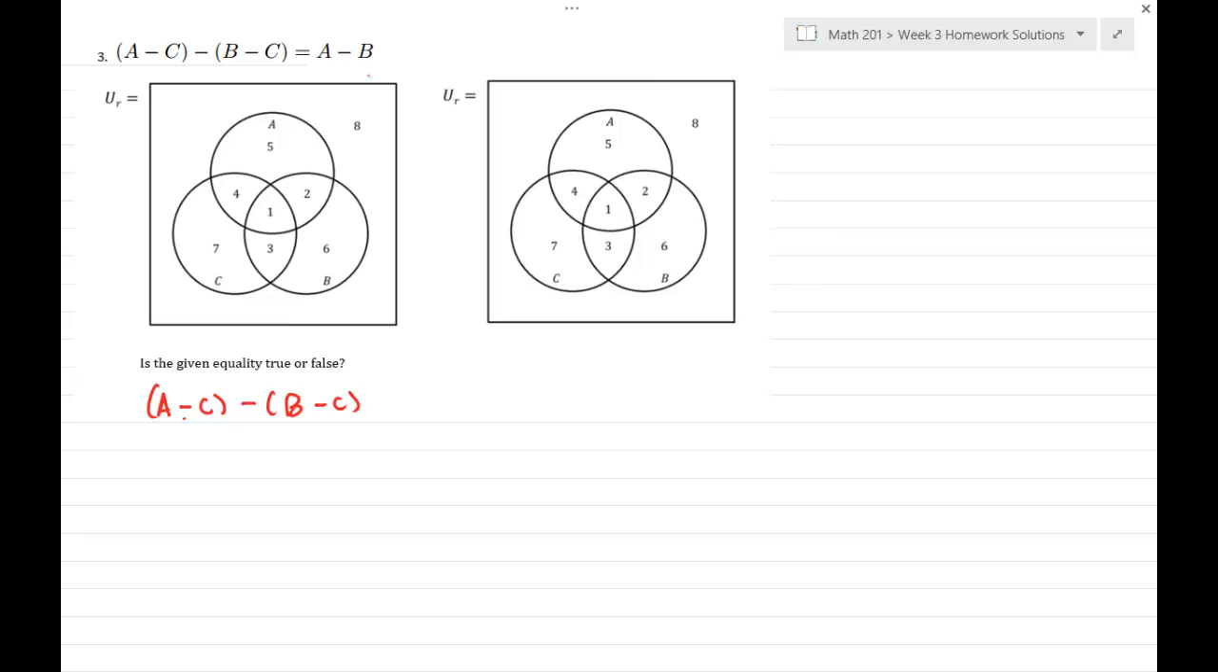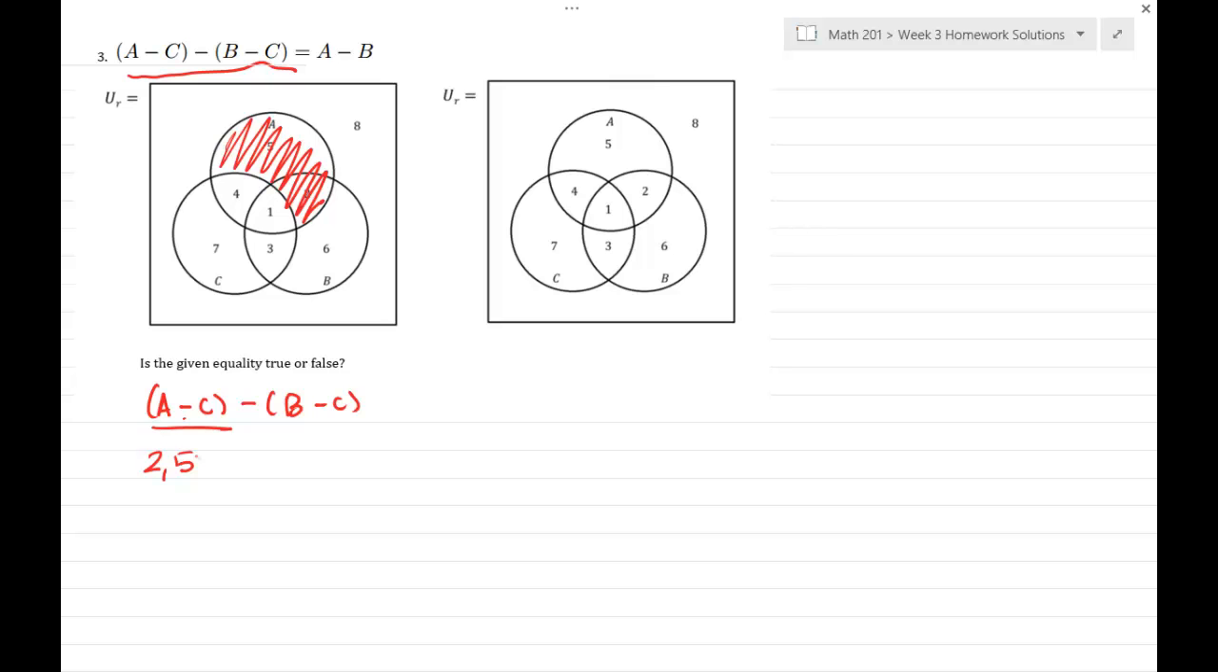So let's look at the set on the left-hand side first. So let's figure out which regions we would shade for that. So let's go ahead and just shade in A minus C and see what's happening there. So A minus C, it says just take everything in A but nothing in C. So the only thing left would be regions 5 and 2. So A minus C has regions 5 and 2.